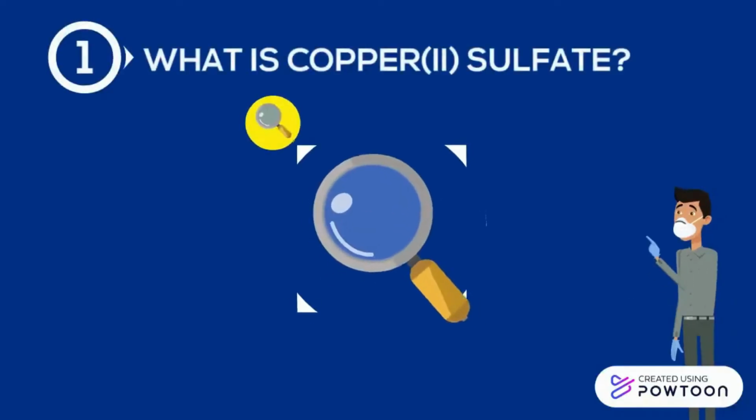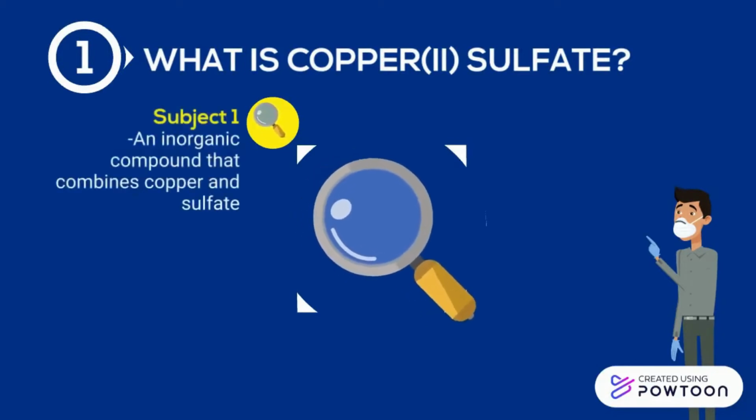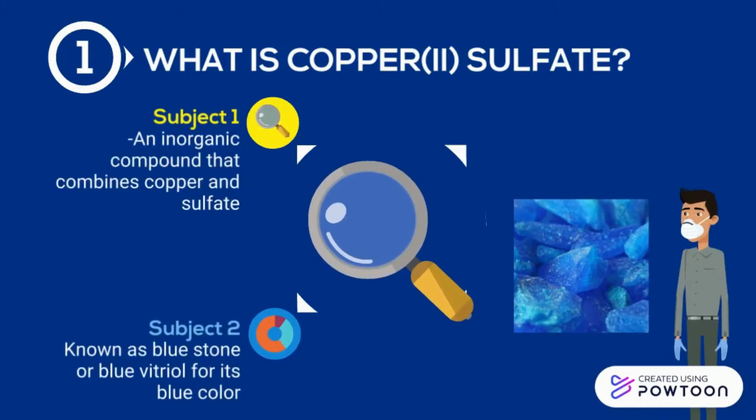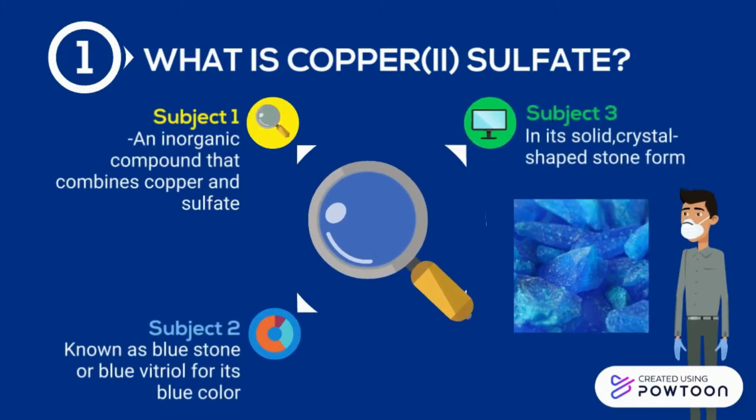What is copper sulfate? Copper sulfate is an inorganic compound that combines copper and sulfate, known as blue stone or blue vitriol for its blue color. In its solid form, it is a crystal-shaped stone.